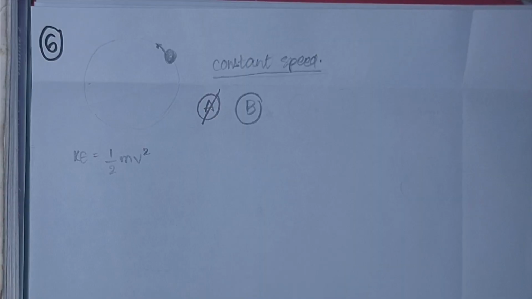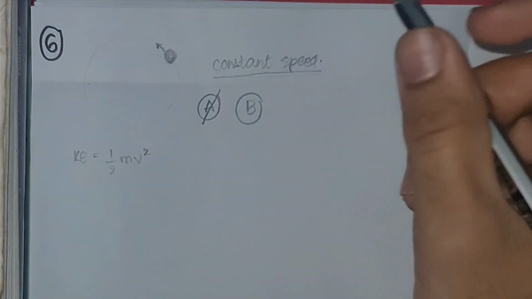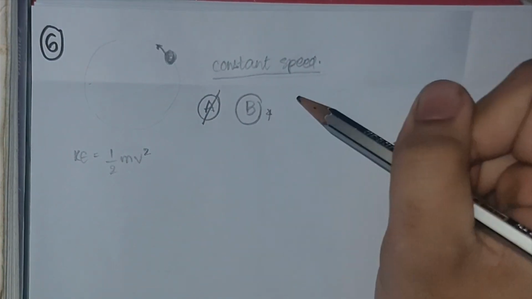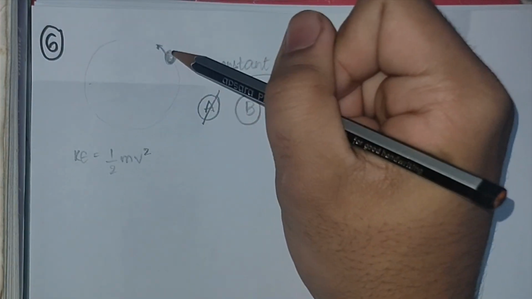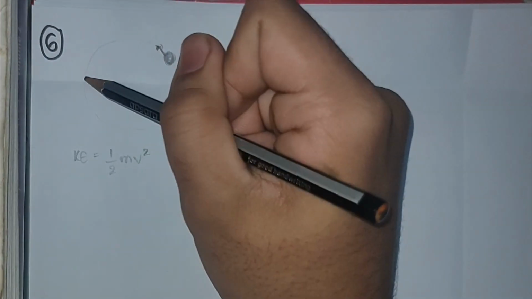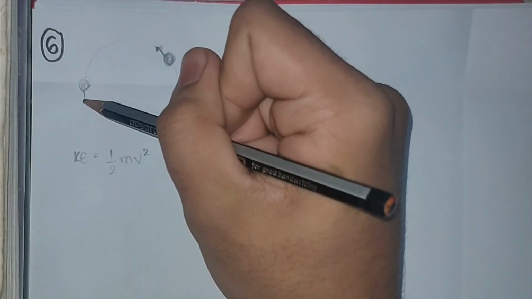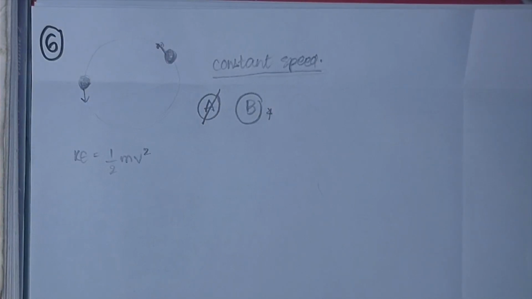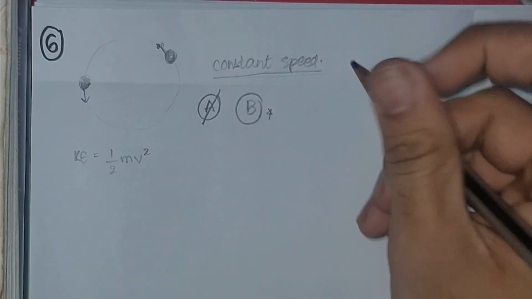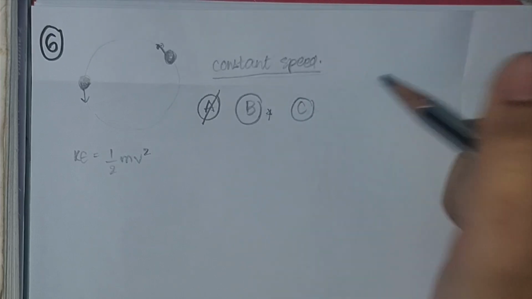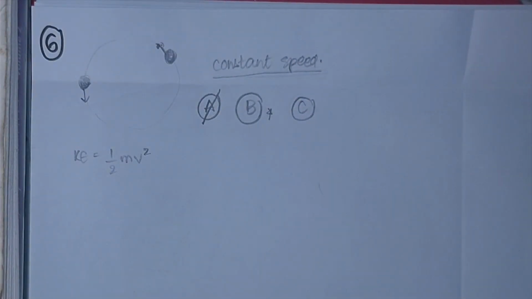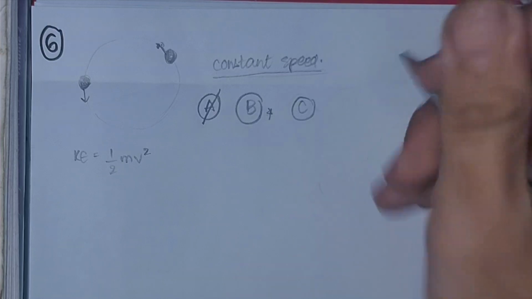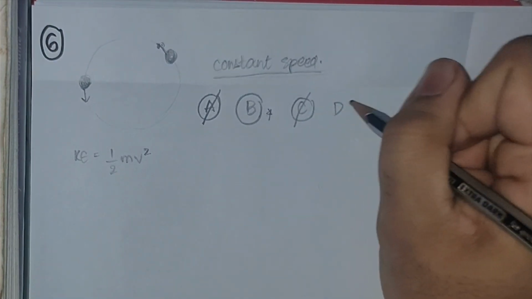Option B says it has changing momentum. This seems like a promising option because the direction of the object's velocity is changing. So right now it is in this direction. Maybe over here it was in this direction, and therefore the direction of momentum is changing. So momentum is actually changing. So B may be one of the correct options. I mean, there is only one correct option. Option C says it has constant velocity. This is absolutely wrong because the direction of the velocity is changing. We have a constant speed, we don't have a constant velocity.